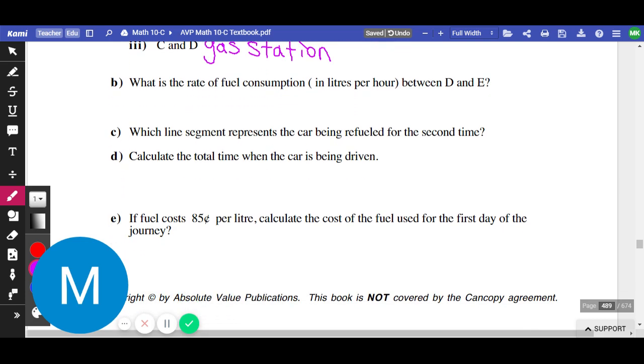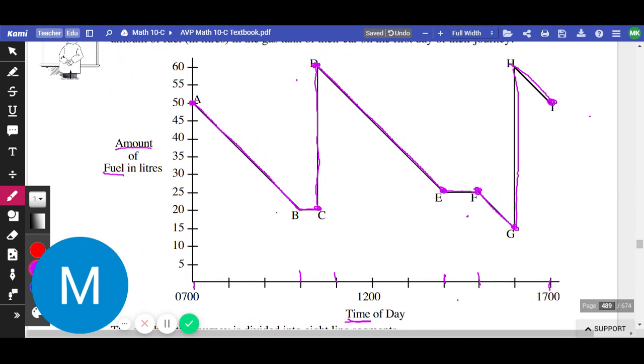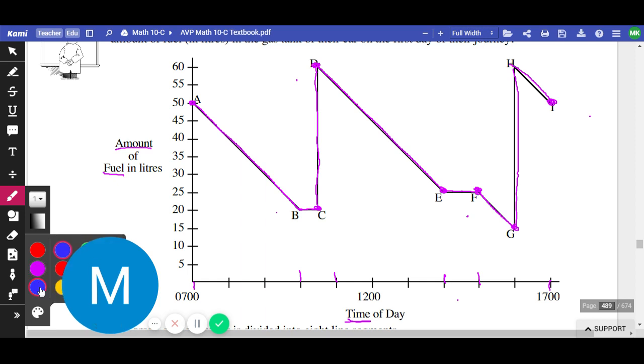It says, what is the rate of fuel consumption from D to E? So if you were to do this for real, I don't think I'll test you on this, but we could. From D to E, if you're trying to figure out fuel consumption, the rate at which you're using fuel, you need to figure out how much fuel you used and divide it by how long it's been.